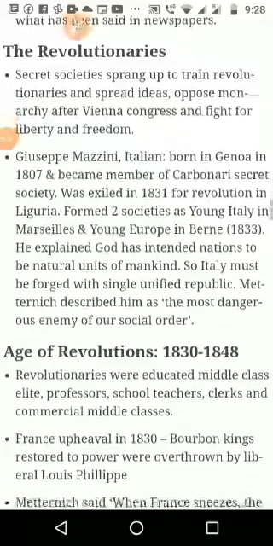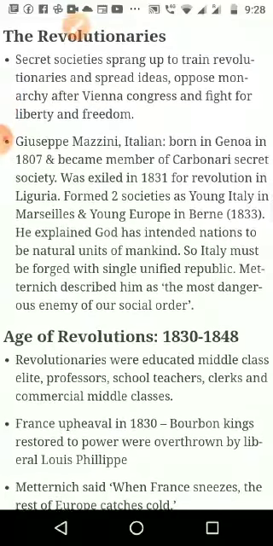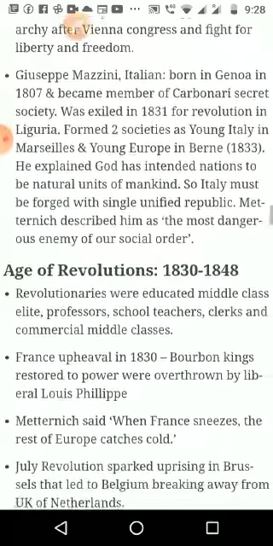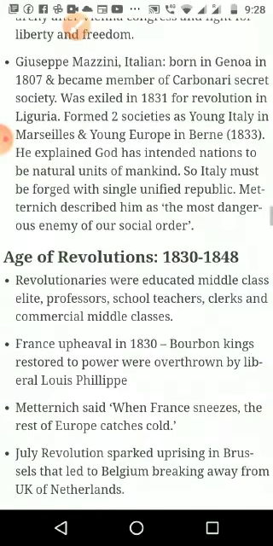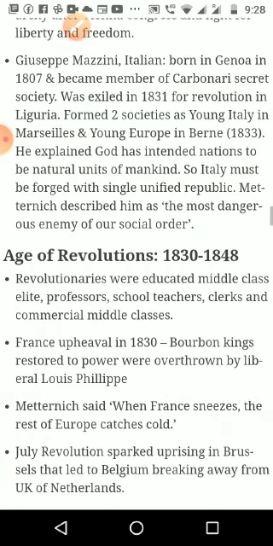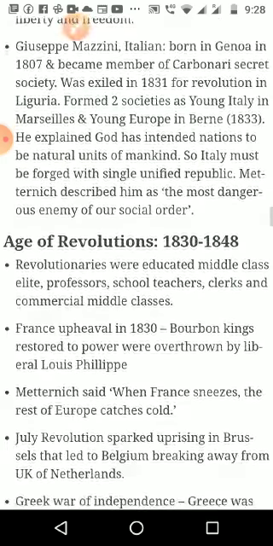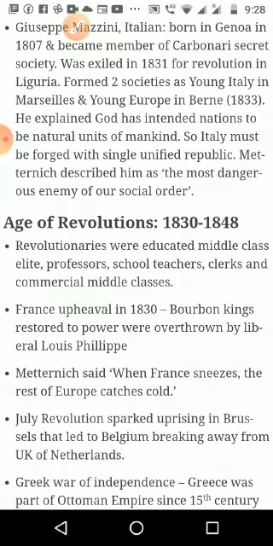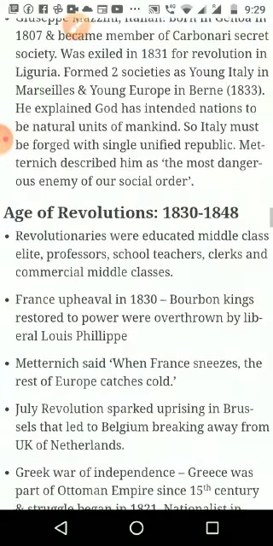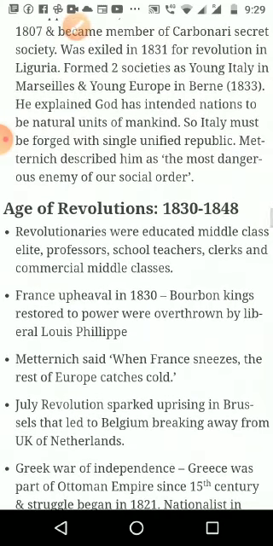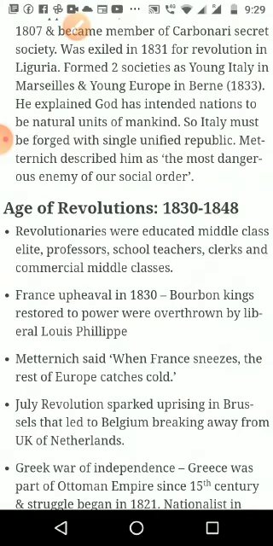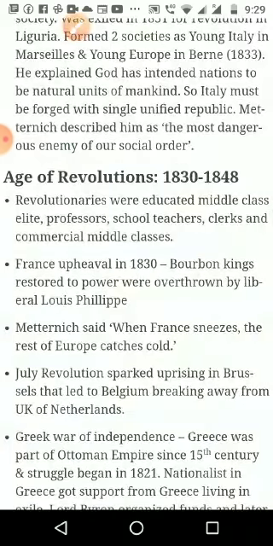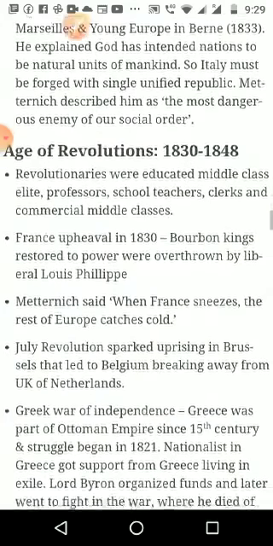The revolutionaries: secret societies sprang up to train revolutionaries and spread ideas, to oppose monarchy after the Vienna Congress and fight for liberty and freedom. Giuseppe Mazzini, born in Genoa in 1807, became a member of the Carbonari secret society. He was exiled in 1831 for a revolution in Liguria, and formed two societies, Young Italy in Marseilles and Young Europe in Berne, in 1833. He explained that God had intended the nation to be the natural unit of mankind, so Italy must be formed as a single unified republic.